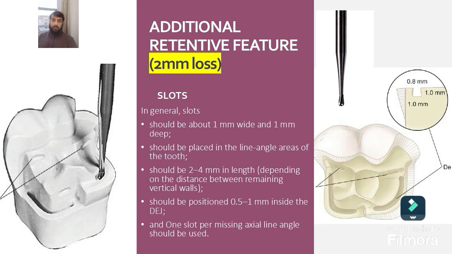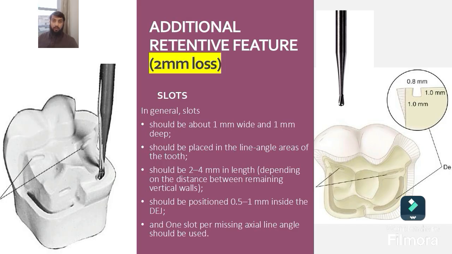Now we have discussed that when the tooth structure loss is up to 2 mm, we are going to use additional features such as slots. Slots are basically horizontal grooves in the tooth placed at the line angle, such as the mesiobuccal line angle, distobuccal, mesiolingual, distolingual, or distopulpal and mesiopulpal line angles. They are 4 mm in length, and 1 mm away from the dentino-enamel junction, approximately 2 mm wide apically, and incisally or occlusally it is 1 mm, converging occlusally.